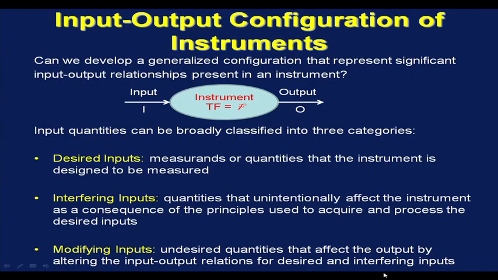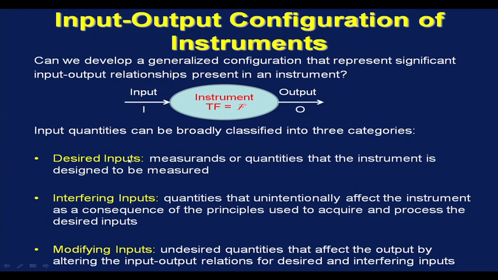In our previous lecture, we started our discussion on input-output configuration of instruments. We were trying to develop a generalized configuration that represents significant input-output relationships that exist in an instrument. In this context, we defined three different types of inputs. We said that input quantities can be broadly classified into these categories.